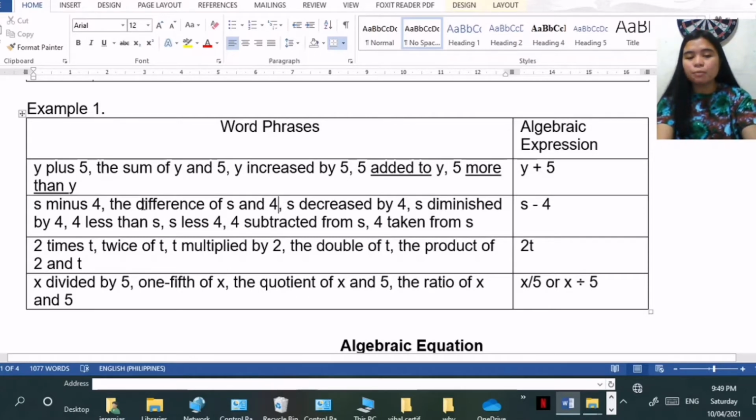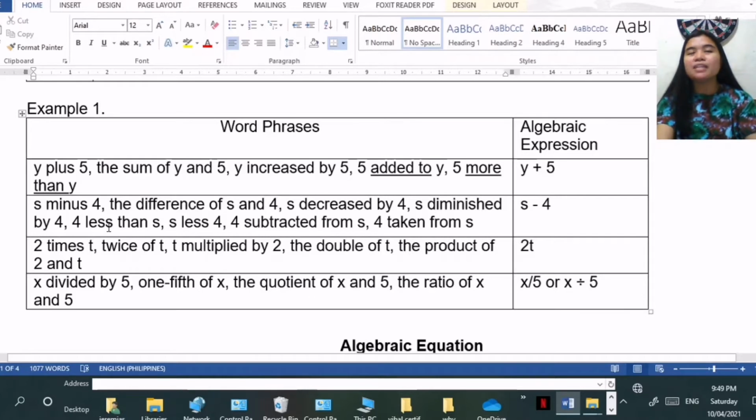Kasi difference, ibig sabihin yan, magma-minus. Kaya ganyan siya. Or, s decreased by 4. S decreased, kasi decreased, babawas. Kaya minus. Okay po. S decreased by 4. Or pwede namang s diminished by 4. Or 4 less than s.